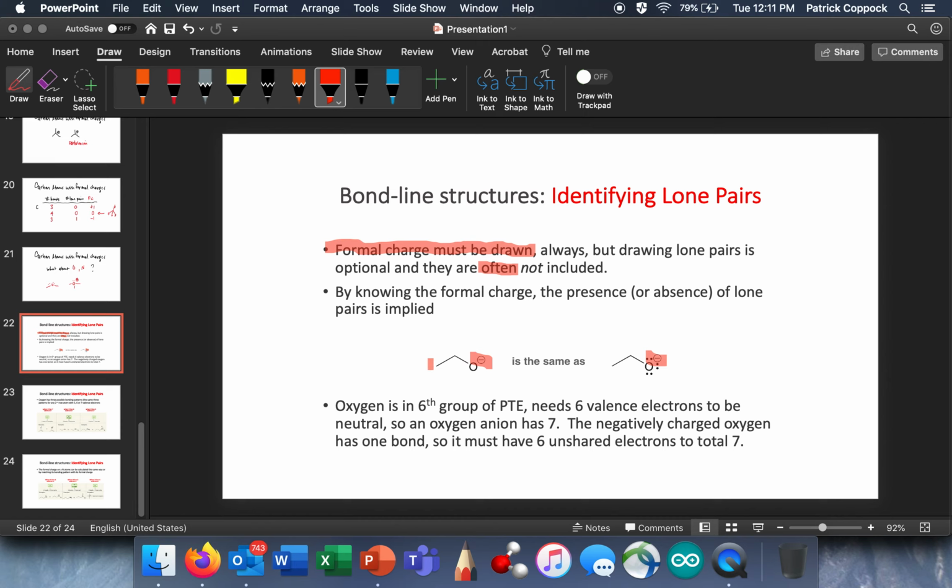So if you see an oxygen with a formal charge of -1, then you know that there are 3 lone pairs of electrons on there. Again, I like to put those lone pairs there because they help me see what's going on, right? It helps me keep track of everything.